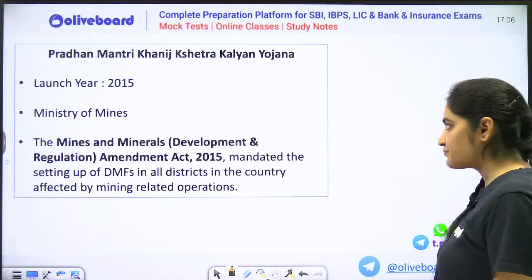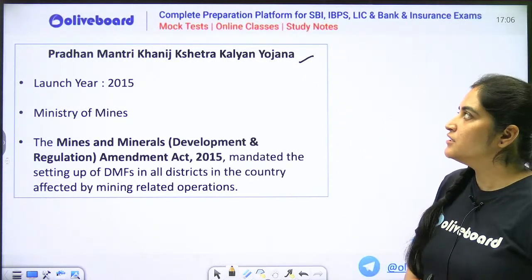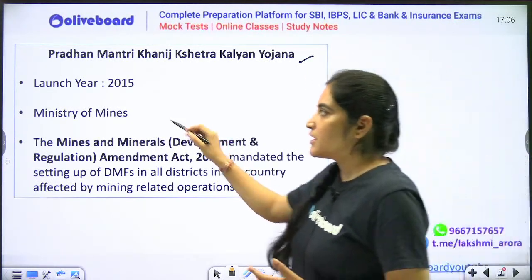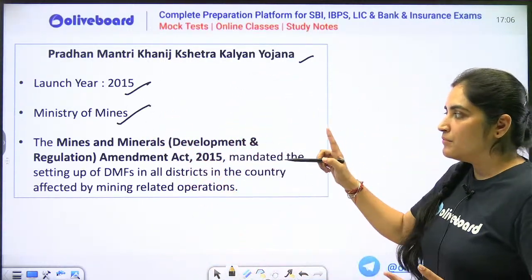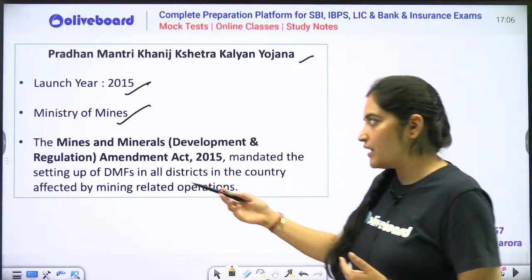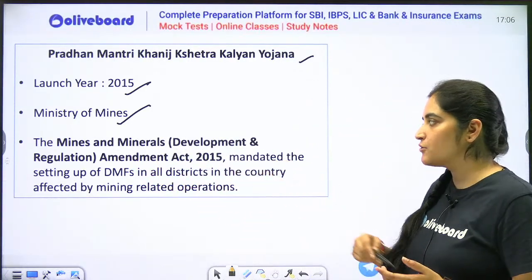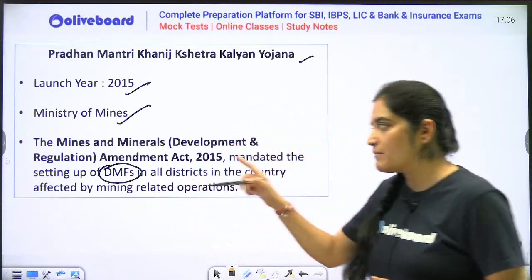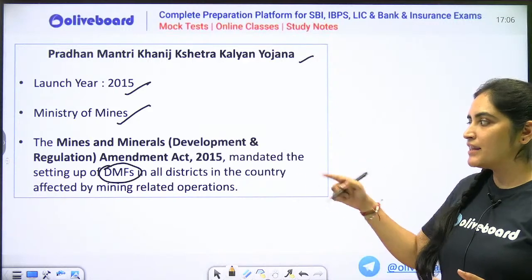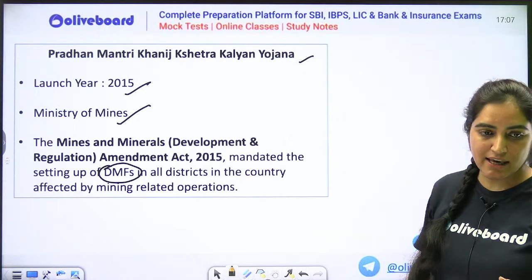Next, let us now discuss the Pradhan Mantri Khanij Kshetra Kalyan Yojana. This scheme was launched in the year 2015 by the Ministry of Mines. There was an Act by the name Mines and Minerals Development and Regulation Amendment Act 2015, which mandated that in each district DMFs should be made, and this DMF will be responsible for implementing the scheme.